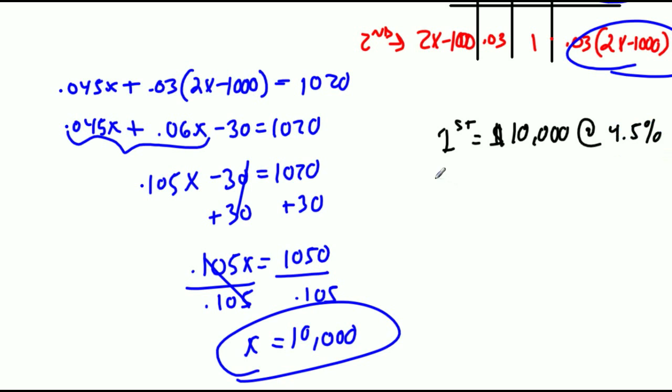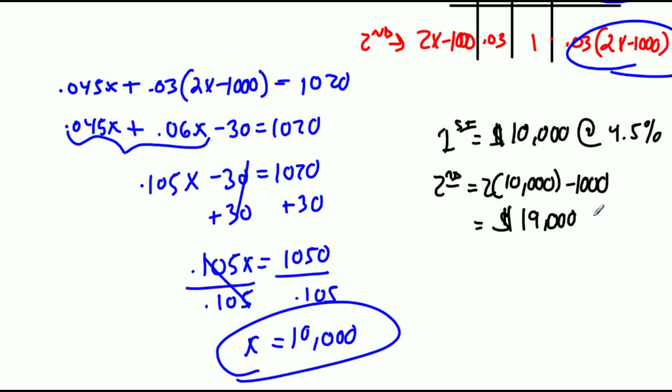Now what about my second investment? Well, my second investment was 2 times x, but now my x is 10,000, minus 1,000. And so it's 20,000 minus 1,000, so it's going to be $19,000, and that was at 3%. Okay, so one was invested at $10,000 and one was invested at $19,000.